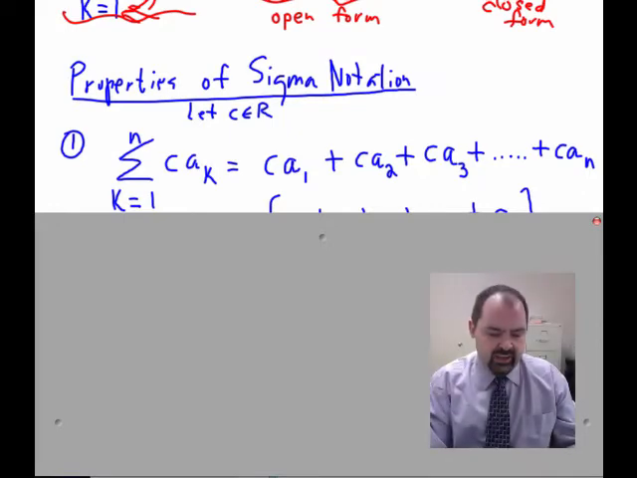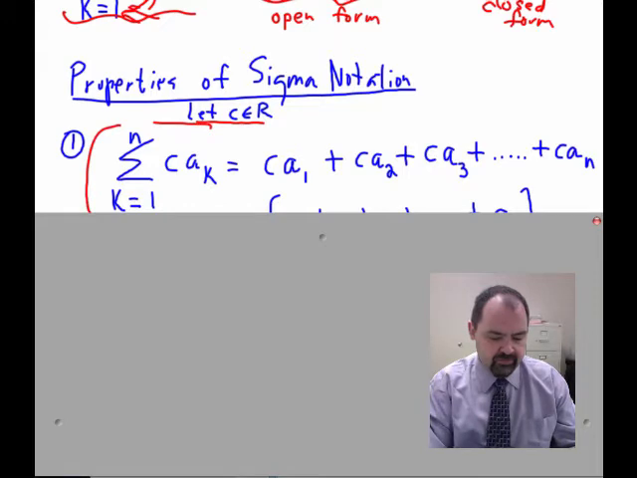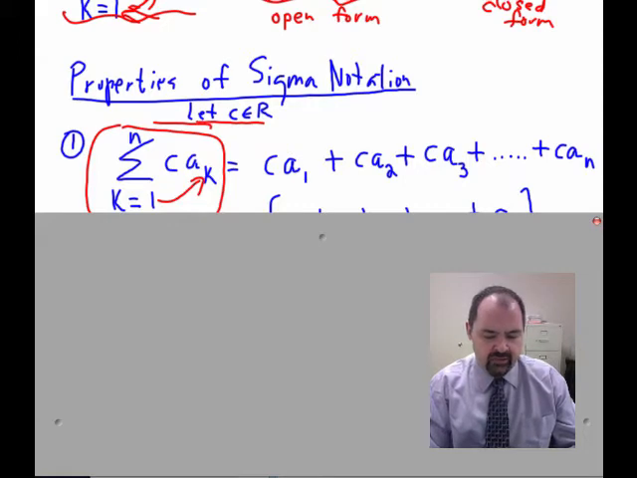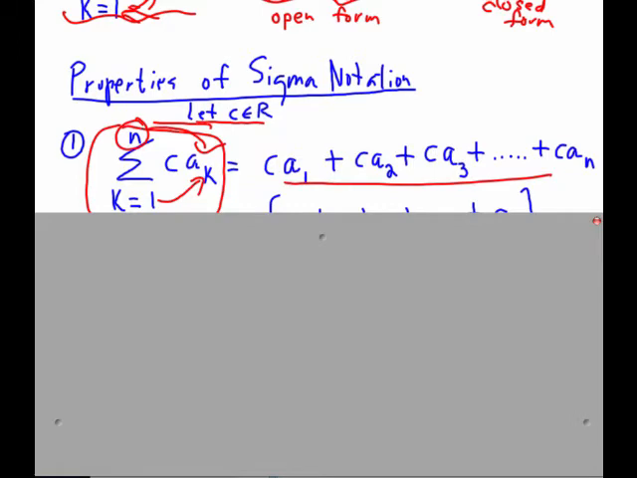Alright, we have c being a constant, c being a real number, and we've got this expression. So if we plug in k equals 1, k equals 2, k equals 3, we get the terms c a1 plus c a2 plus on and on and on until I plug in n as the last term, c an. Alright, what I can do with this expression is I could factor out a c.